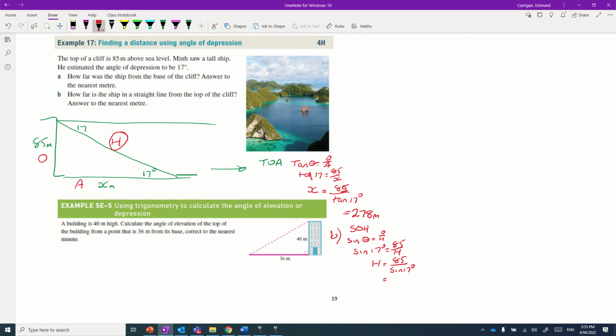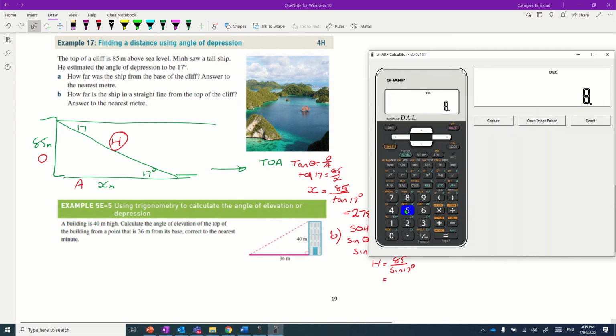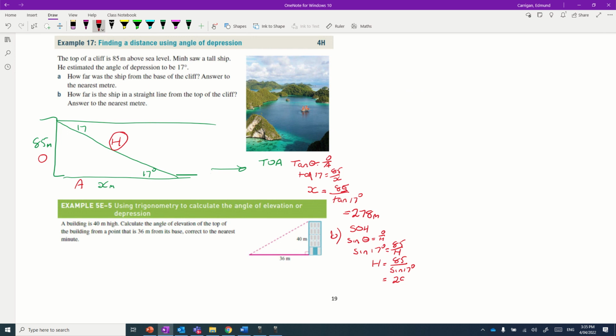That is, back to the other calculator, 85 divided by sine 17 equals 290.7. So 290.7, I'm going to round that up to 291, equals 291 meters away in direct sight, as in a direct straight line from the top of the cliff.